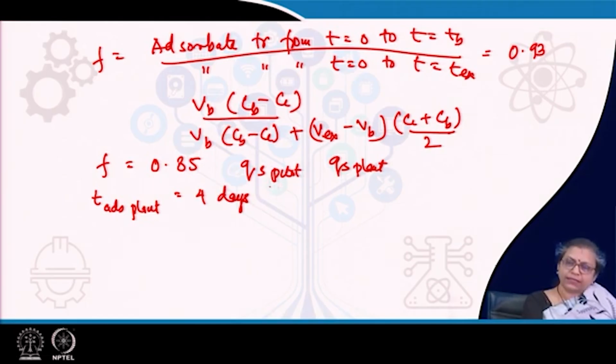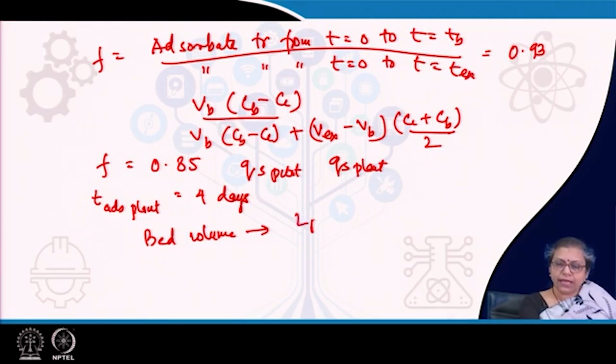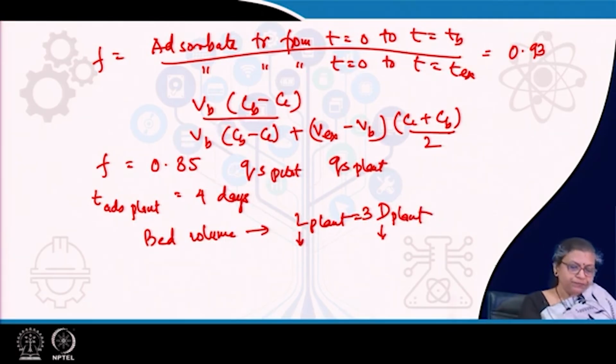We can consider F equals 0.85, take up a safety factor, and then finally we can find out the bed volume. When we find out the bed volume in this way, we find that it is slightly higher than the bed volume which we had found out from the pilot plant data. Anyhow, we proceed with this, and from this bed volume, considering L plant equals 3 times the D plant, we recalculate the length and the diameter of the column and finally arrive at the dimensions.